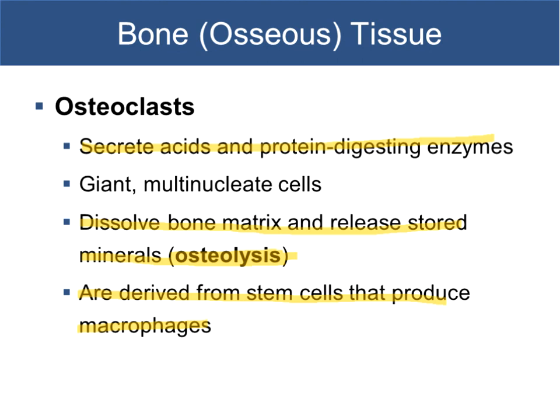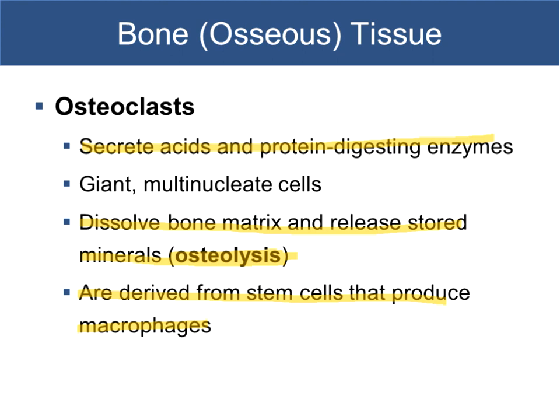And then our last type of bone cell are osteoclasts. Osteoclasts are going to be the bone crashing cells. C for crashing, C for class. They secrete acids and protein digesting enzymes to dissolve the matrix and release the calcium and the phosphate that's been stored on the outside of these osteocytes, these mature bone cells. And we call this process osteolysis.